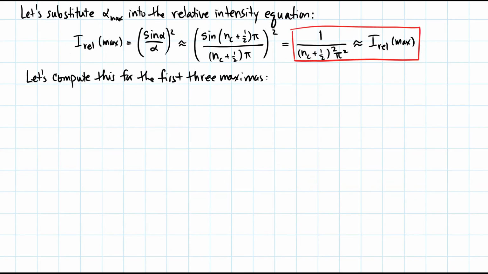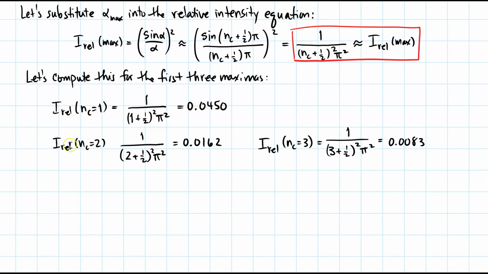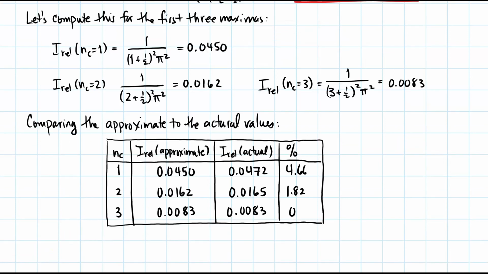Compute this for the first three maximas. For the first relative intensity of nc equal to 1, I plug in 1, and then I get a value of 0.045. If I now go calculate NC 2 and NC 3, you see that it's 0.0162 and 0.0083. Turn the approximate to the actual values. These are the three values that we computed. So note that this guy only has 2 sig figs. This guy has 3, that guy has 3.